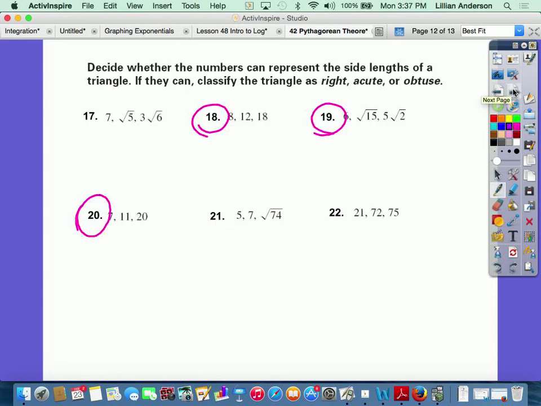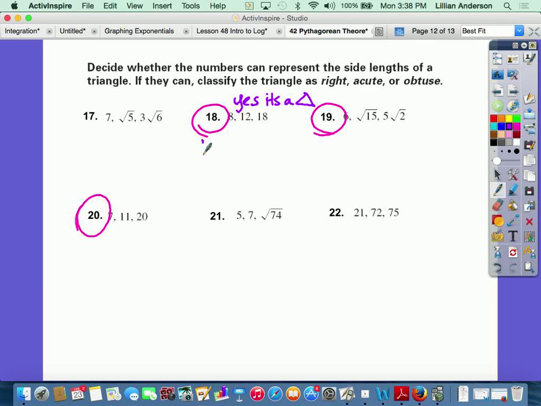Okay? Last ones. I want to decide if these are triangles, and if they are, what kind of triangle they are. Well, if you recall back from chapter 5, the triangle inequality theorem said that if you add two sides, it should be greater than the third. 8 plus 12 is greater than 18. 12 plus 18 is greater than 8. 18 plus 8 is greater than 12. So yes, it's a triangle.